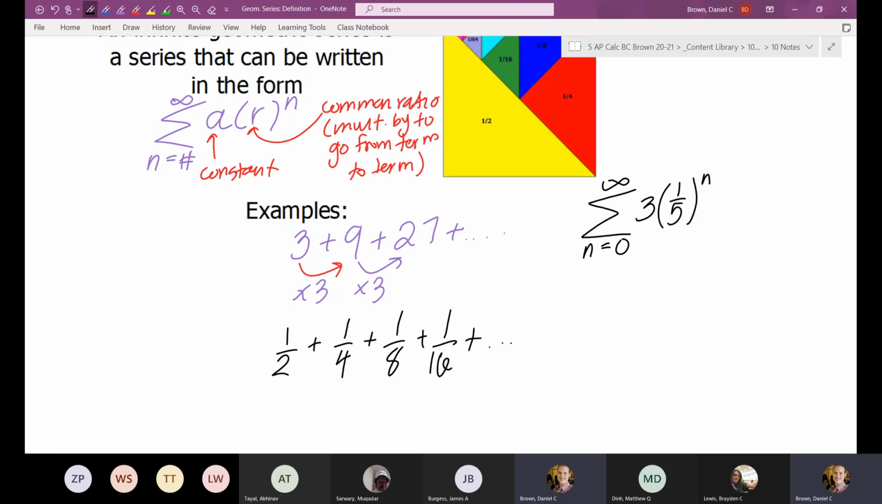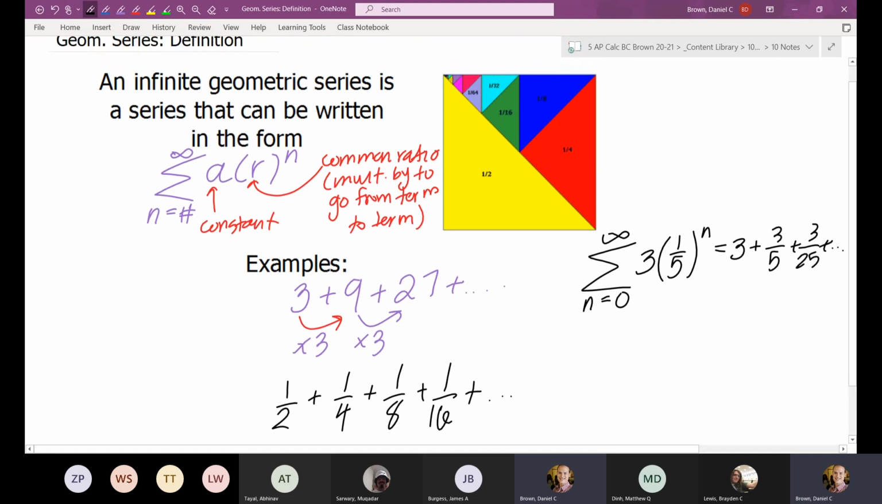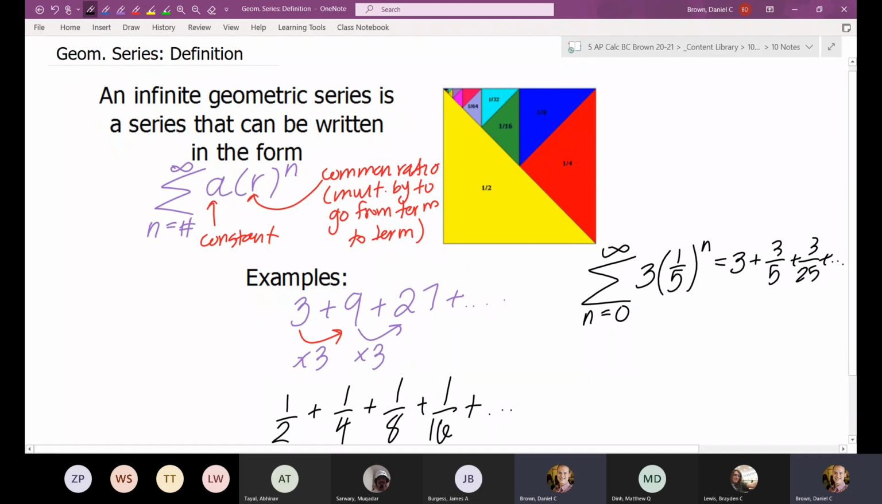Looking at this series, what number would you be multiplying by each time to go from term to term? 1/5. You can imagine your first term, where n is 0, is 3, and then it'll be 3/5 plus 3/25, and that's going to continue forever. What's the easiest way to recognize that something is going to be a geometric series? The easiest way is that the n we're dealing with is going to be in the exponent, and it's going to look like an exponential function.